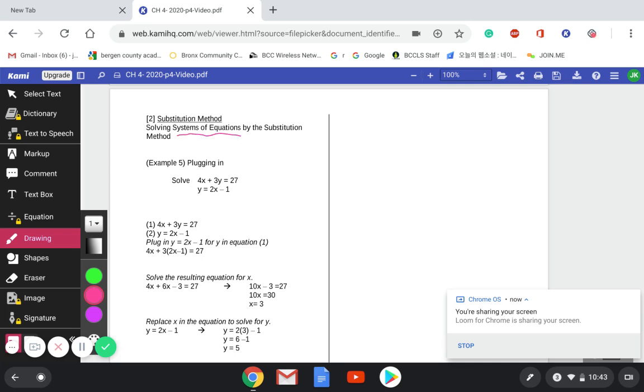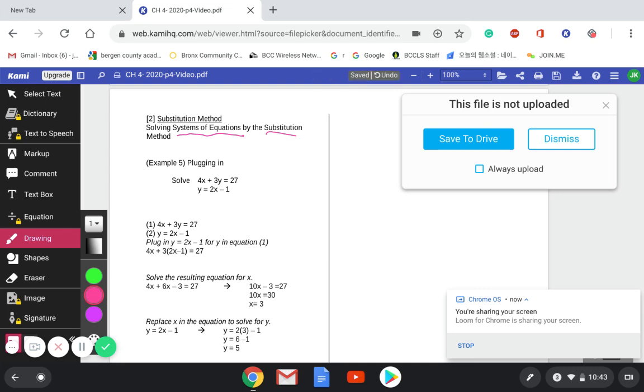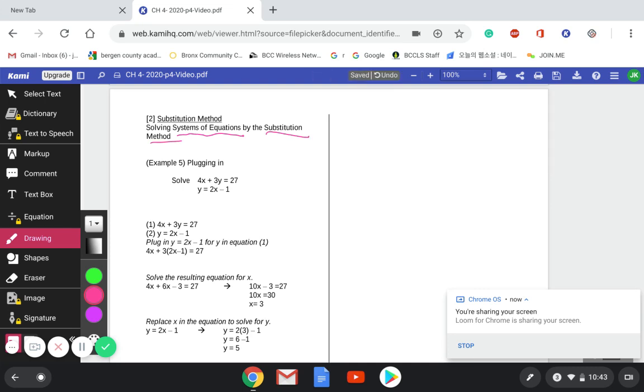In this video, we are going to study the system of equations, solving by the substitution method. The other method was the addition method, and now this is the substitution method. We use this method if the system of equations has x equals something or y equals something format, or any equation that can easily be converted into x equals something or y equals something. Let's look at the example.